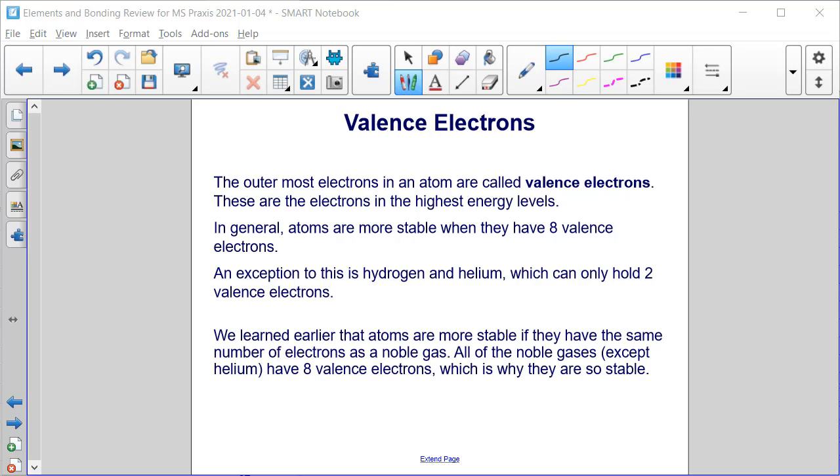A couple of exceptions to this are hydrogen and helium in the first period of the periodic table, which can only hold 2 valence electrons. We learned earlier that atoms are more stable if they have the same number of electrons as a noble gas. All of the noble gases, except helium, have 8 valence electrons, which is why they are so stable.